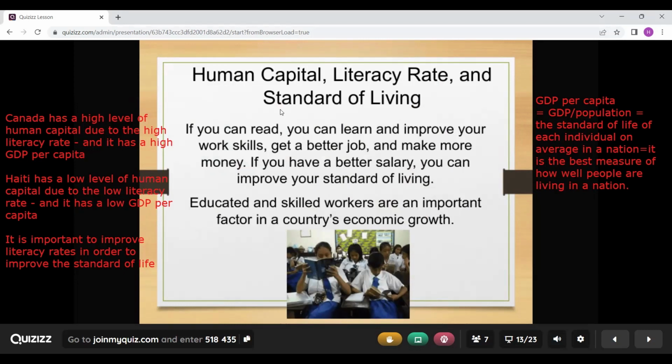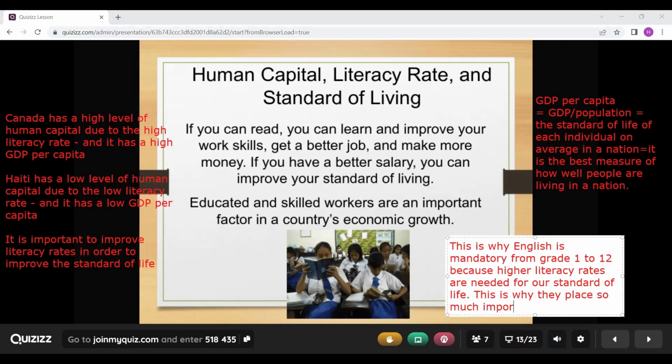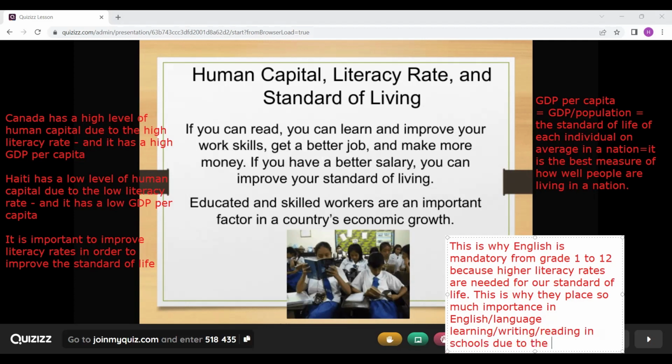This is why English is mandatory from grade 1 to 12, because higher literacy rates are needed for our standard of life. This is why they place so much importance on English, language learning, writing, and reading in schools, due to the importance to the economy. So this is incredibly important.